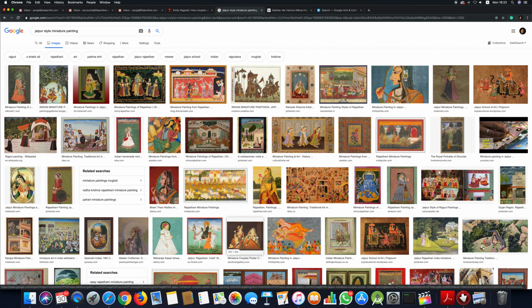Miniature painting spread throughout India, from north to south, from east to west, and each region had its own style. Not the emperor, but the artist that belonged to that particular area had his own style, his own subject matter, his own color palette. So this is a major difference.